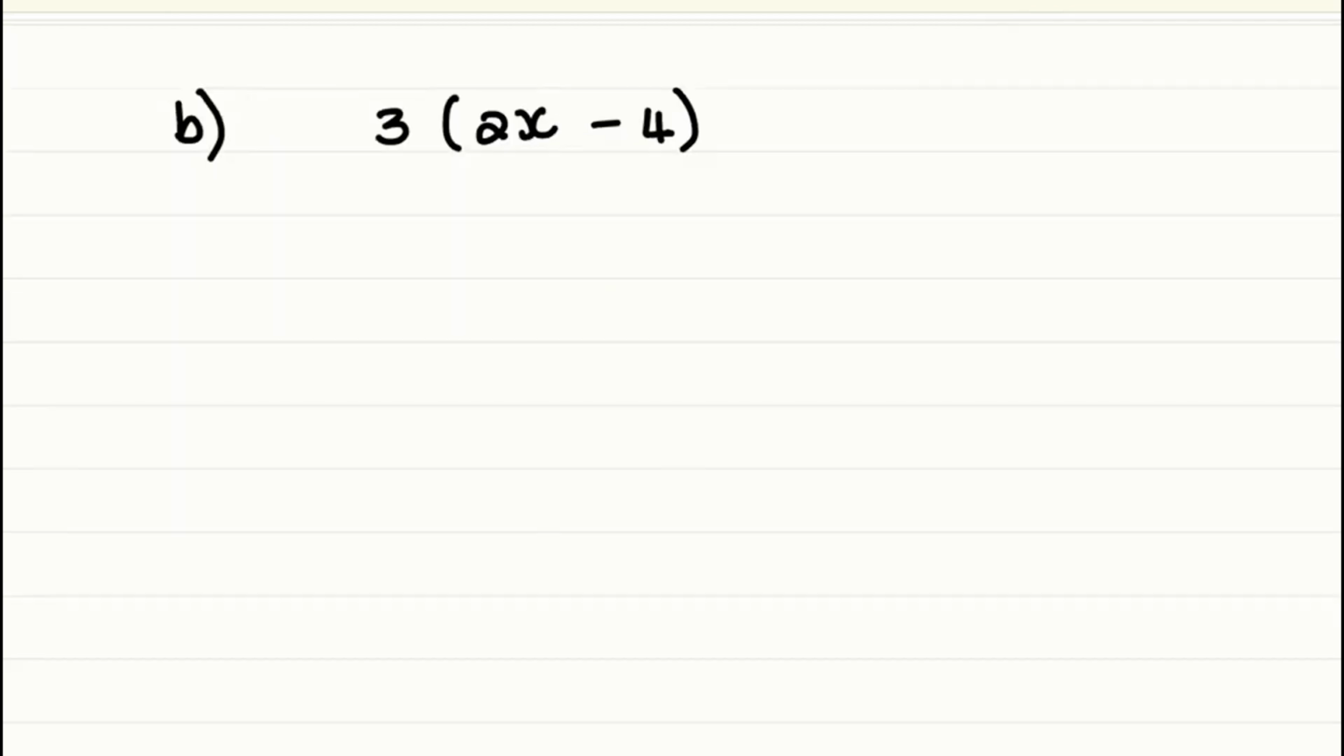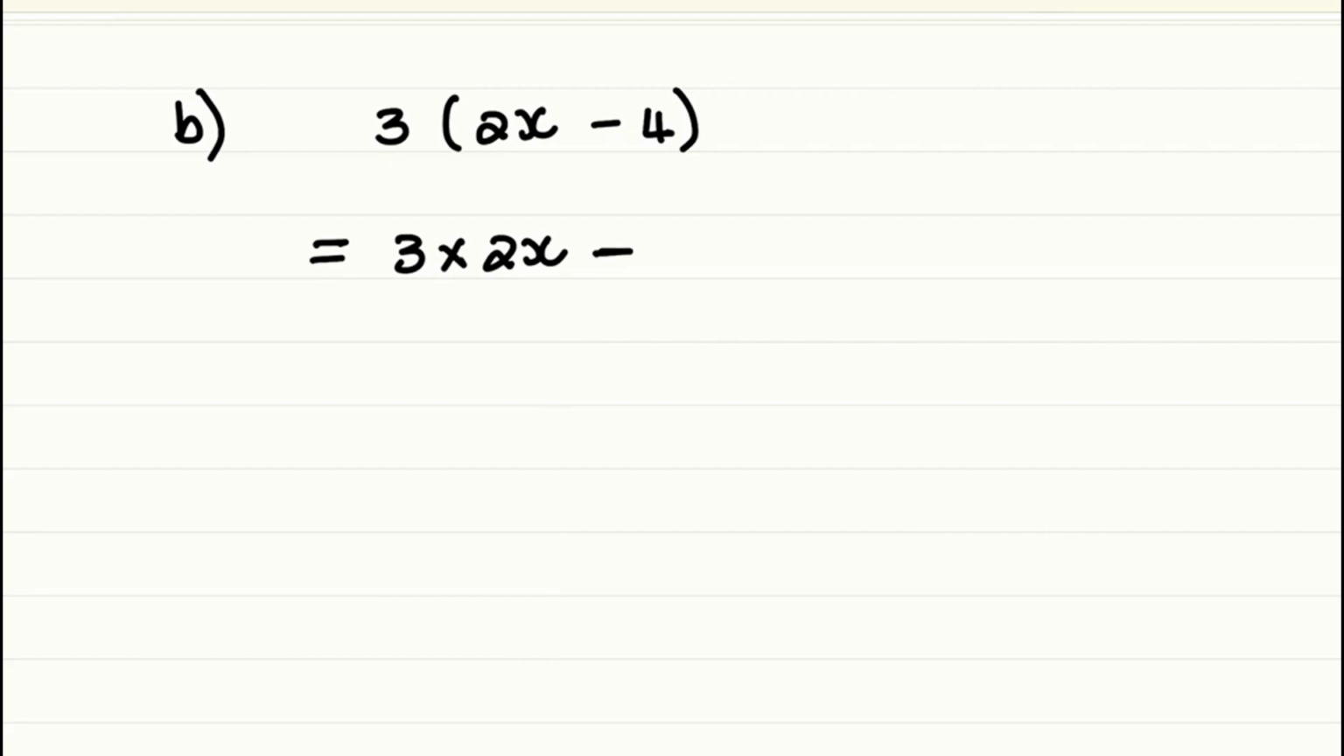In our second example, we have 3 times 2x minus 4. And in this example, our second term is a negative value. So first we'll multiply 3 with 2x. Then we'll multiply 3 with negative 4. But we have a positive 3 times a negative 4. So our sign would be negative.